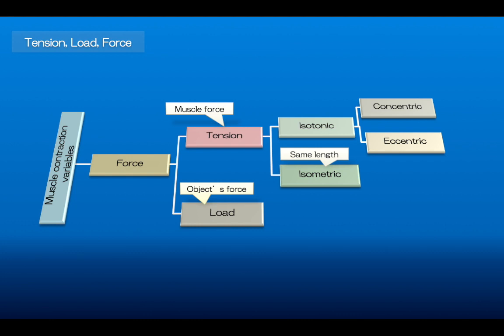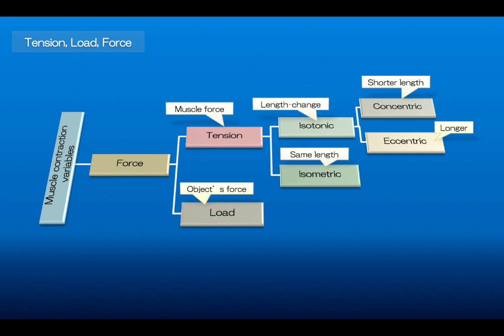It's a constant length. A contraction in which the muscle changes length while the load on the muscle remains constant is isotonic. It's a constant tension. Depending on the relative magnitude of muscle tension and the opposing load, isotonic contractions can be associated with either shortening or lengthening of the muscle. When tension exceeds the load, shortening occurs and it is referred to as concentric contraction.